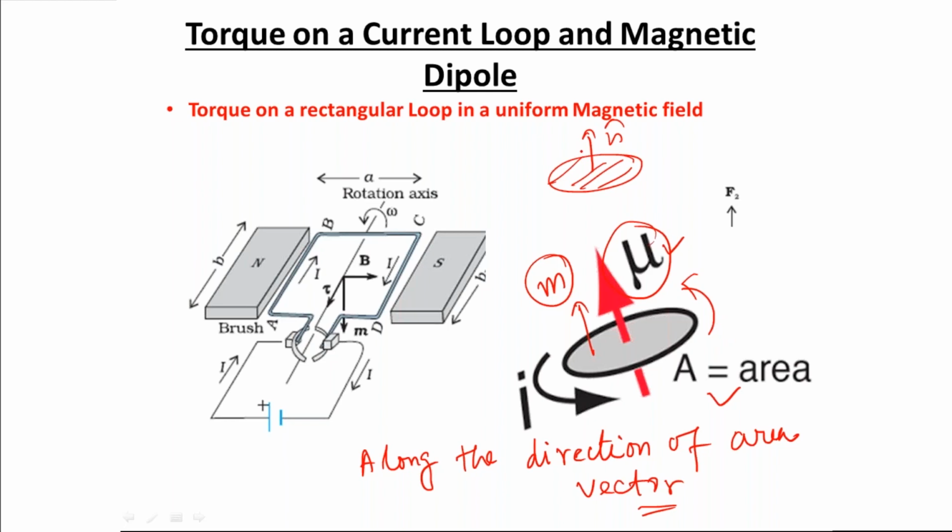So what you have learned here is that if you keep a rectangular loop in a uniform magnetic field, it will experience a force. Obviously, the current also has to pass through the wire. So it will experience a torque, and that torque will try to rotate the loop. And if you connect any machine or wheel with this rotating loop, it will also rotate with this. That's why it is called motor effect.